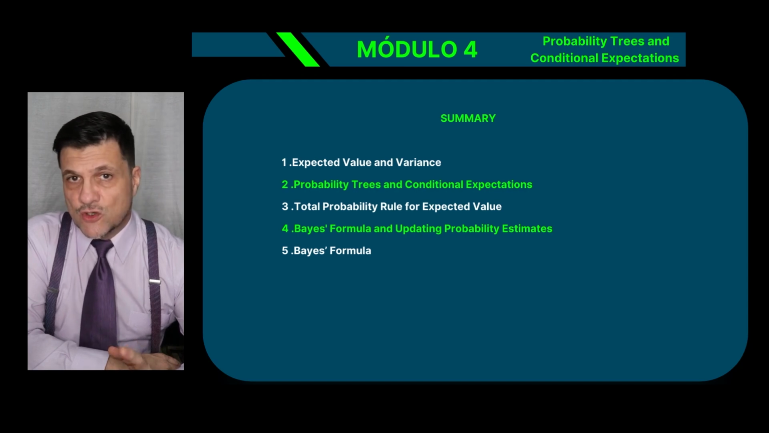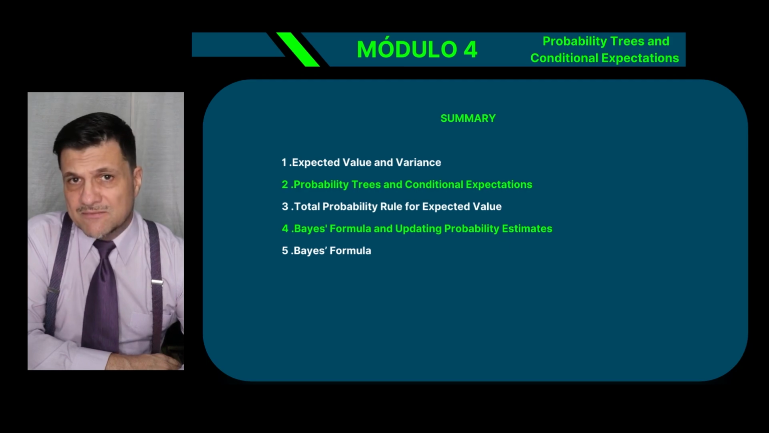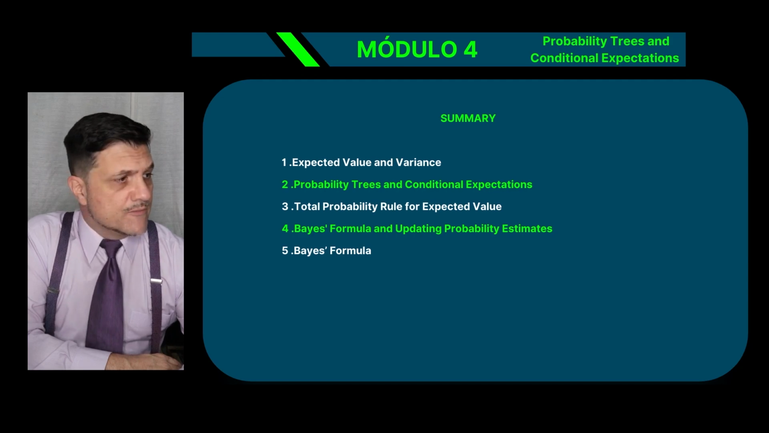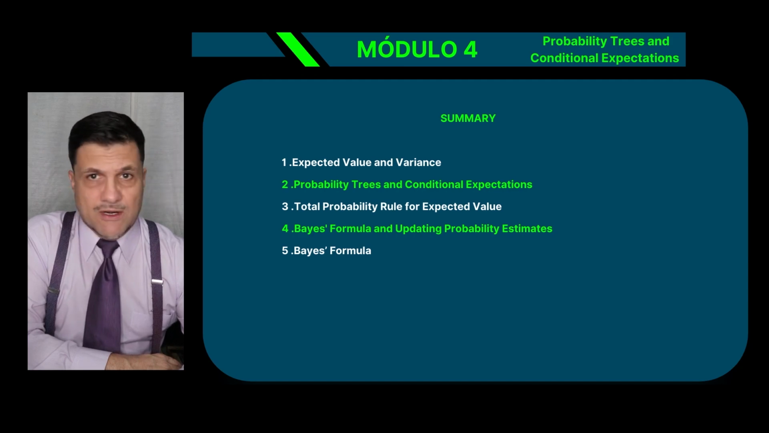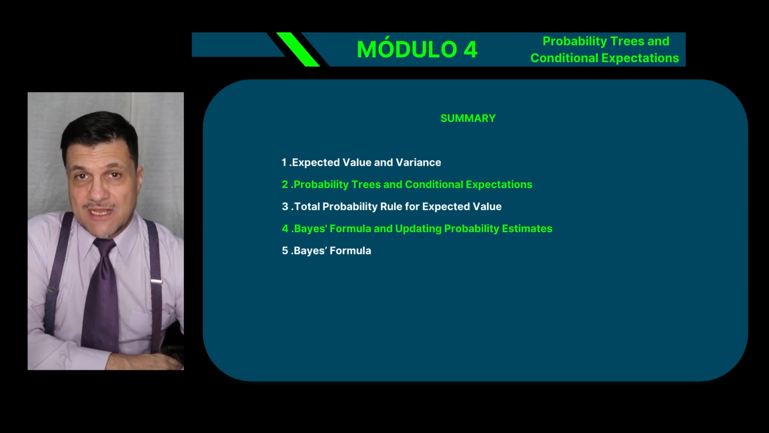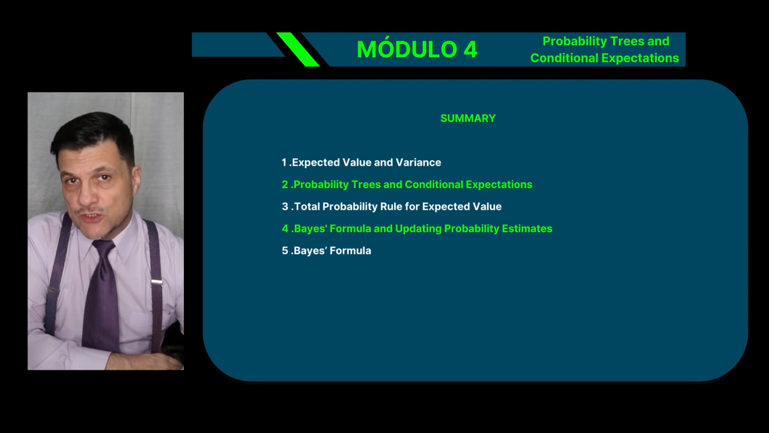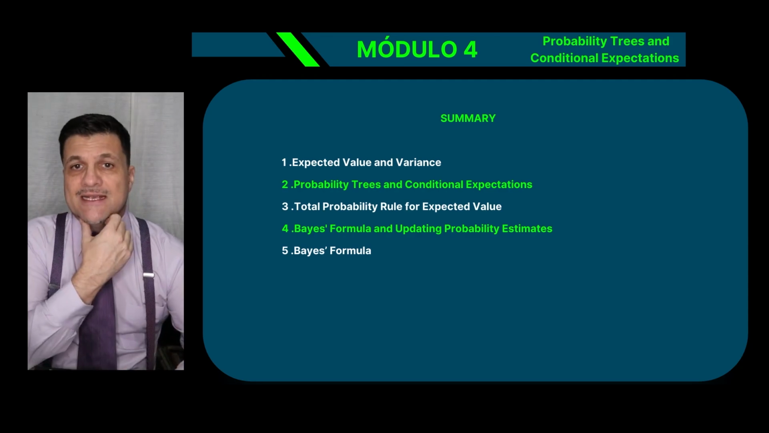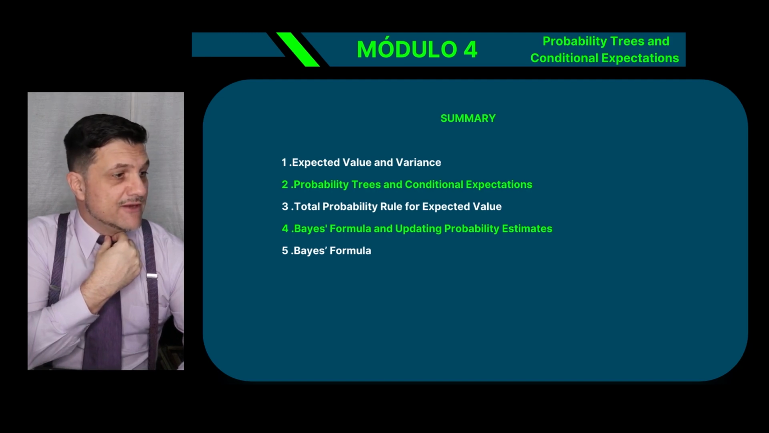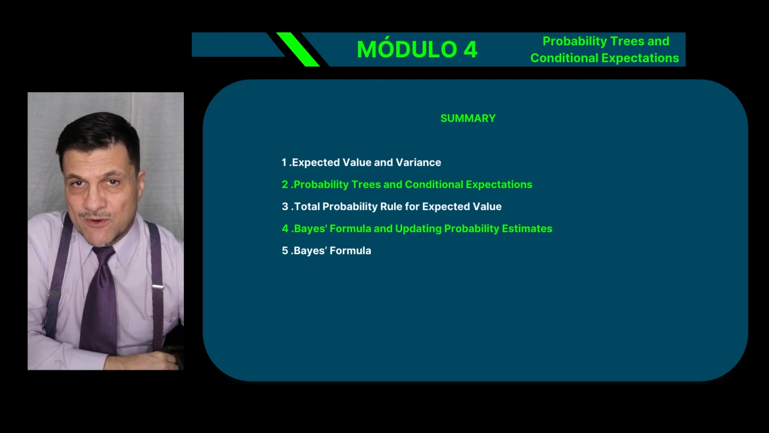All right, let's see the next one here, which is a summary, because I said it's a short video, a short learning module. So again, expected value and variance is back, but we already spoke about it in the previous learning module, so I'm not going to stress it in this video. Probability trees, yes. Conditional expectation, absolutely. The probability rule and expected value, we're going to show you by solving a tree problem in an example. The Bayes formula and updating probability estimates, we're going to show you again in an example on how to use it.